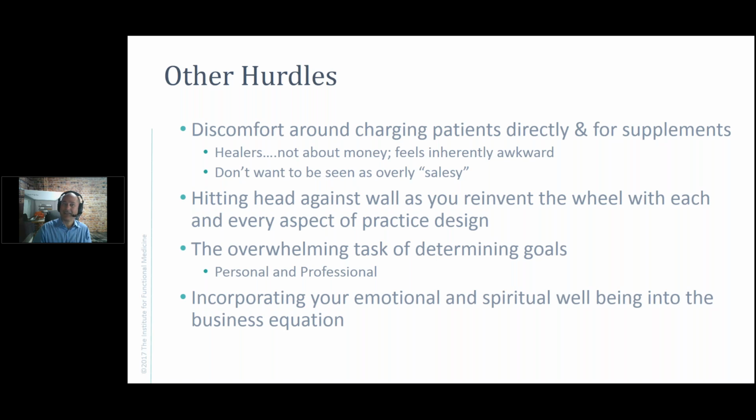So I get that standoffishness that a lot of us have, not wanting to be salesy and not wanting to present ourselves as being money oriented. But at the same time, we have to get these practices going if we're going to keep this movement sustained.